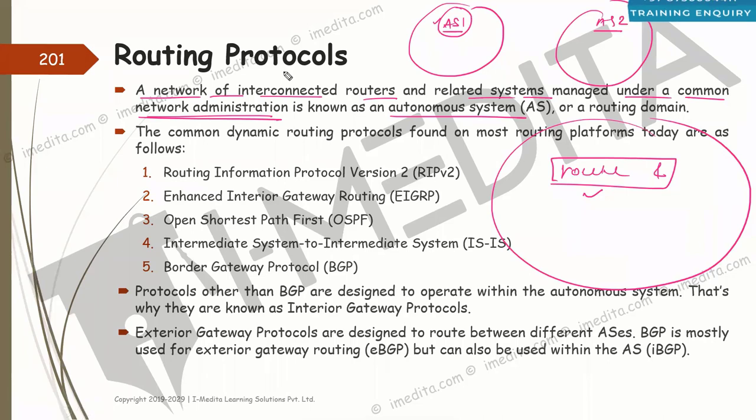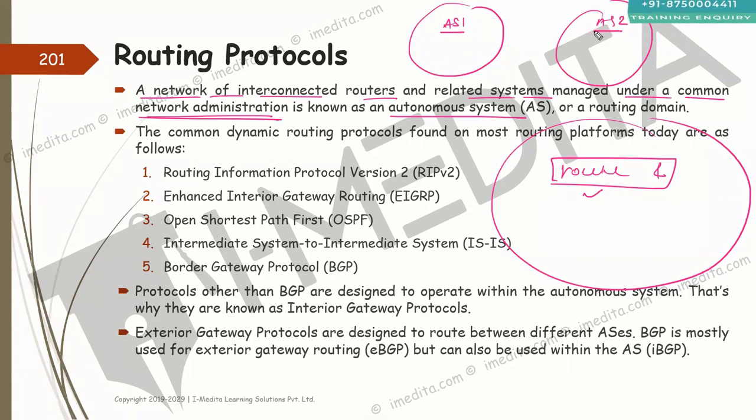So an autonomous system is a group of devices under a common administration. These devices include routers, switches, firewall, access point, WLCs, and other devices. So a group of devices under a common administrative authority is what we refer to as an autonomous system.